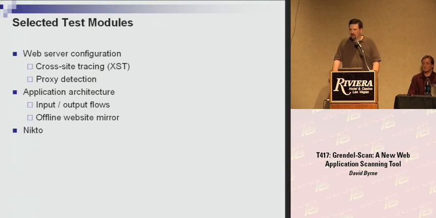There's a number of application mapping functionalities, and again, this is mostly useful for a penetration tester, sort of as an automated form of reconnaissance. I already mentioned input-output flows regarding testing for cross-site scripting. There's a module that will list every input-output flow that's detected, regardless of whether a vulnerability is associated with it. And that allows a tester to go back and manually check each of those flows for vulnerabilities like cross-site scripting or carriage return line feed injection. There's a module that will make an offline website mirror, which is useful for manual investigation. And I already mentioned Nikto.